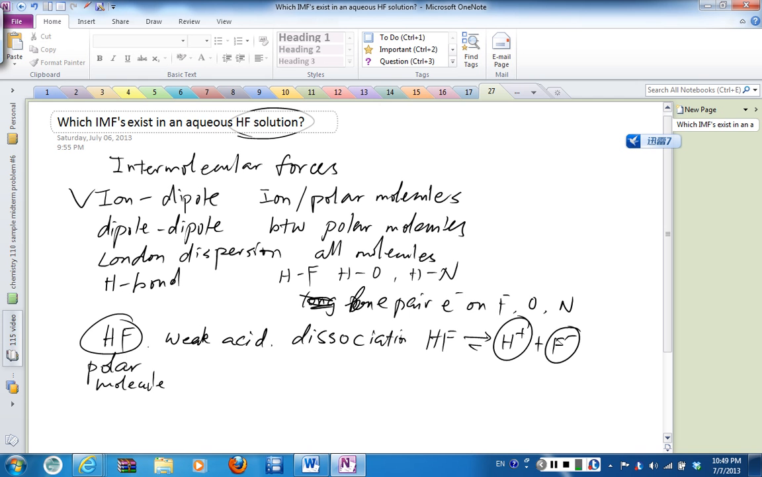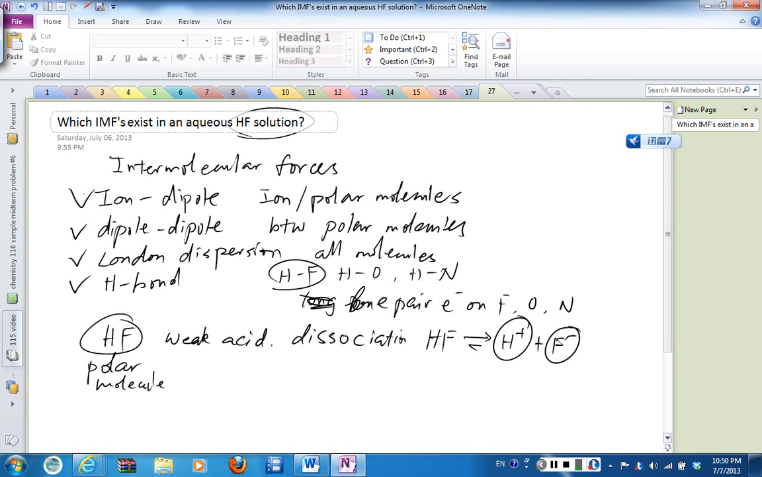And between these individual hydrogen fluoride molecules, since they're polar molecules, of course you're going to have dipole force. London dispersion force happens to everybody, so there's no need to say it exists everywhere. And then hydrogen bond. Do I have one of the three bonds? I got a hydrogen fluorine bond, and there's plenty of lone pairs of electrons on fluorine in a hydrogen fluoride molecule. So yes, I would have hydrogen bond as well.